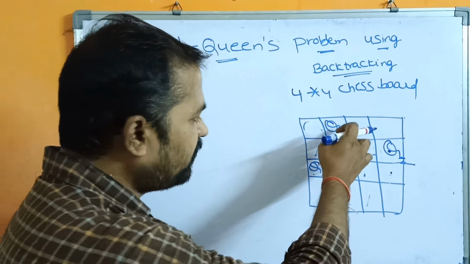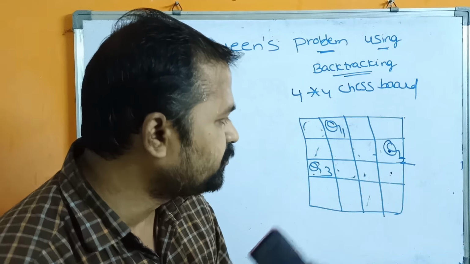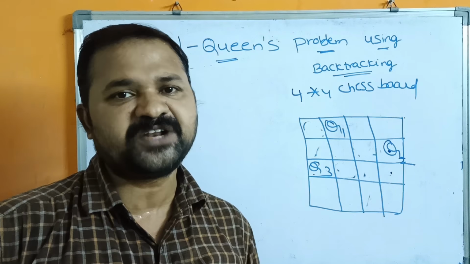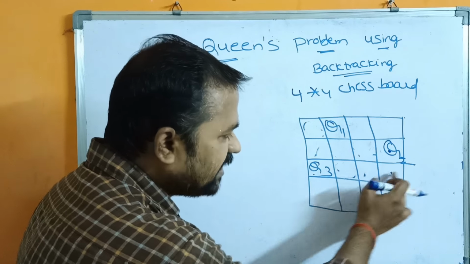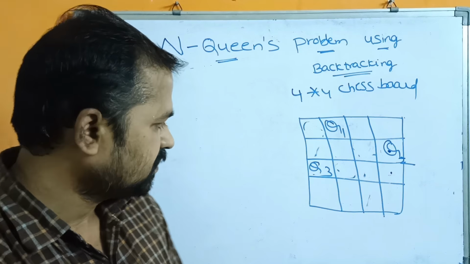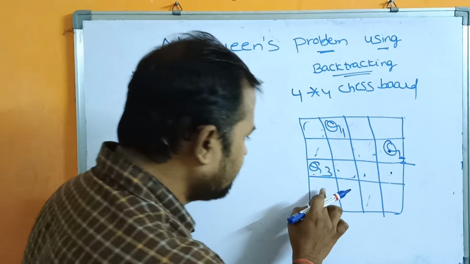So there is no attack for Q1, Q3 with respect to Q1, Q3 with respect to Q2. Okay. Next, let us find out the position for Q4. Can we place Q4 here? No. Why? Because same row. So let us place Q4 in the last row. Can we place Q4 here? No. Why? Because same column.